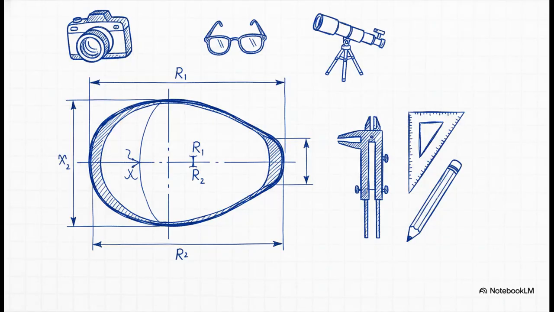But here's the thing you have to get about this formula. This isn't for you and me when we're out taking pictures. No, this is the blueprint. This is what an engineer uses to figure out exactly how to shape and polish a piece of glass to get the precise focal length they need for a camera or a telescope or even your eyeglasses.